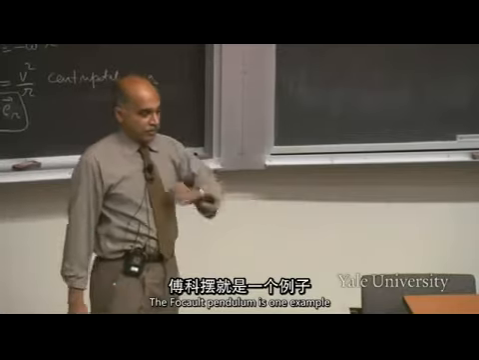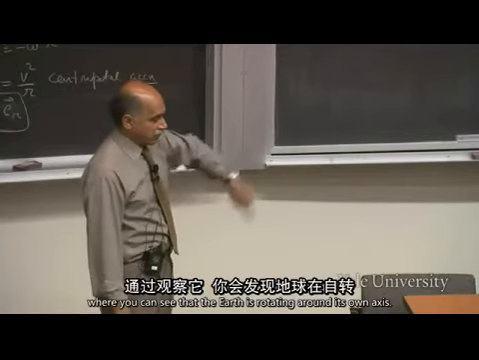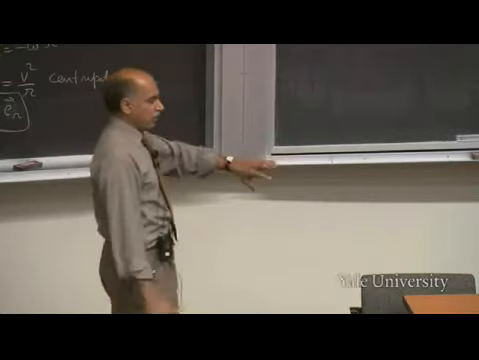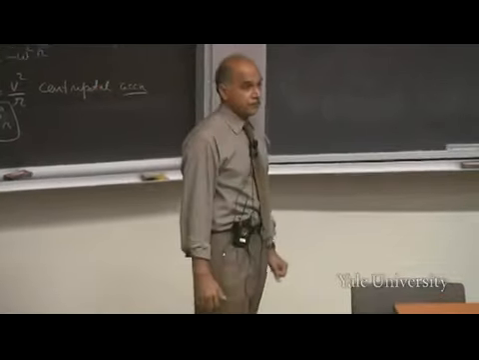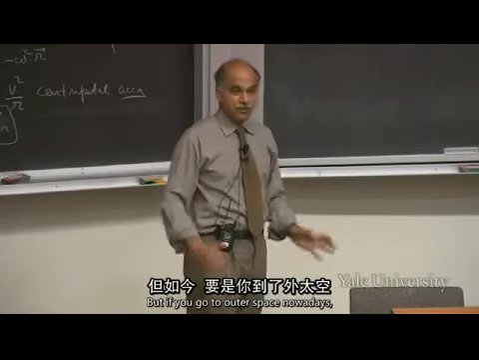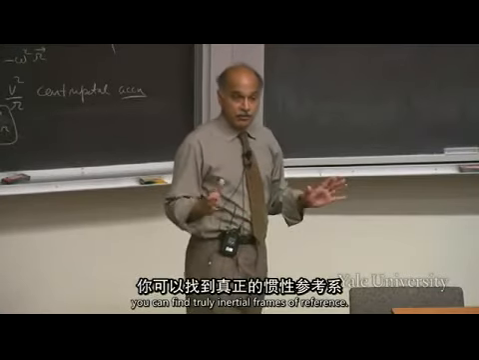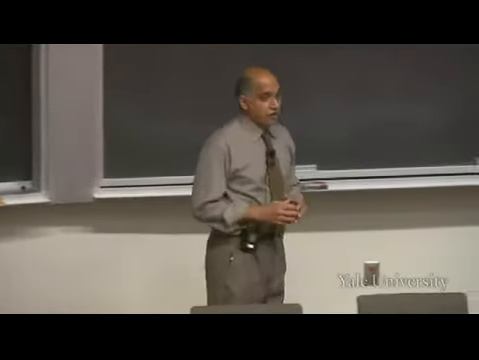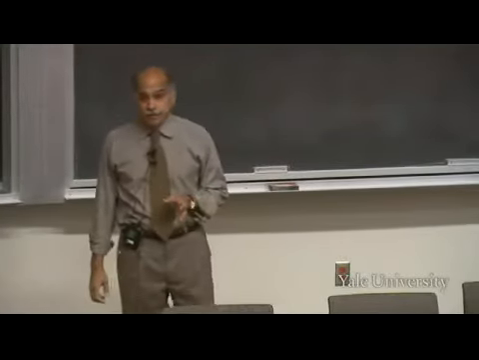The Foucault pendulum is one example where you can see that the Earth is rotating around its own axis. Then the fact that Earth is going around the sun, all of them mean it's really not inertial, but it's approximately inertial. But if you go to outer space nowadays, you can find truly inertial frames of reference. Okay, so that's the first law.